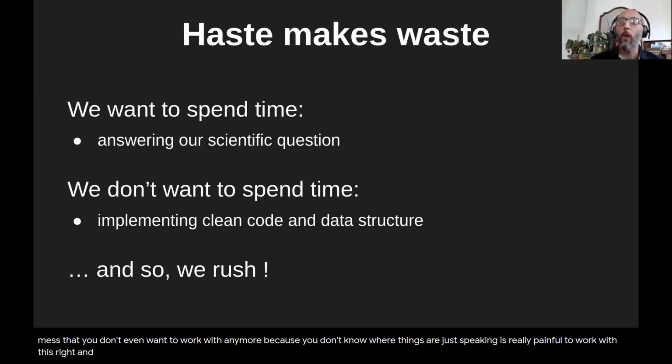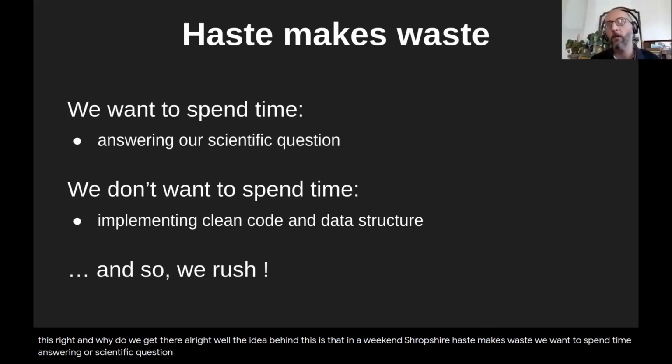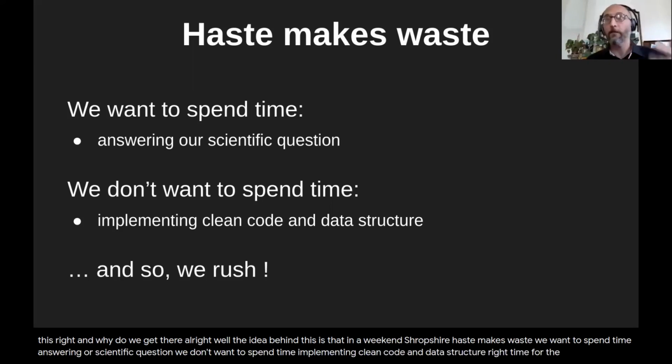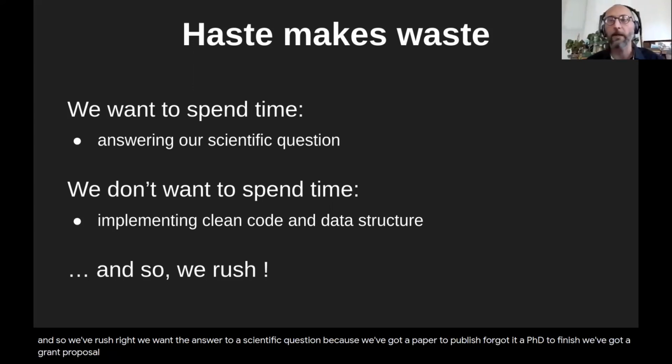And why do we get there, right? Well, the idea behind this is that we tend to rush. So haste makes waste. We want to spend time answering our scientific question. We don't want to spend time implementing clean code and data structure, right? And we don't have time for this, right? And so we rush, right? We want the answer to our scientific question because we've got a paper to publish, we've got a PhD to finish, we've got a grant proposal to write, right? And we need those answers so that we can keep on going.